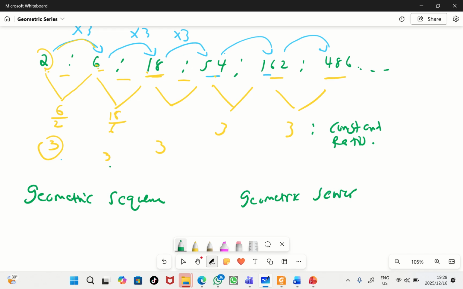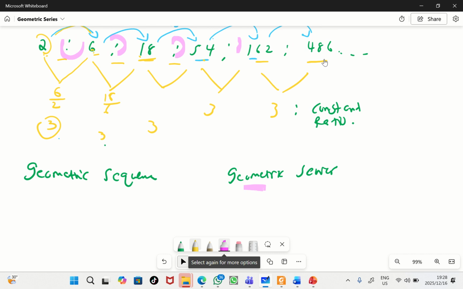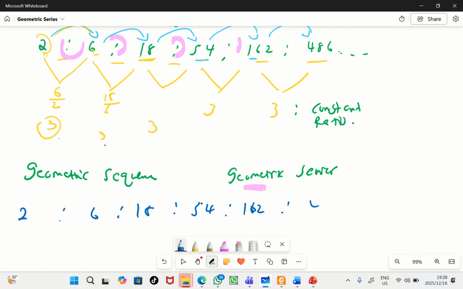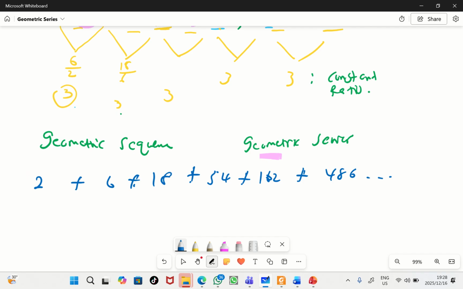So now, let us compare this so-called geometric sequence to what we call the geometric series. What is the difference? Instead of having commas in between successive terms, you have pluses or minuses, or combinations of pluses and minuses. So I want to rewrite the sequence above, and in this case we have pluses. So this is what we call a geometric series. It is a series with a constant ratio.